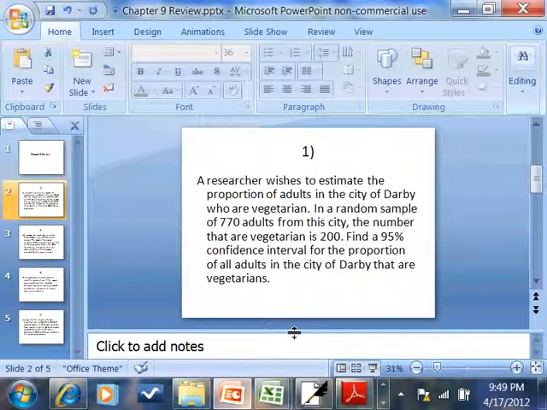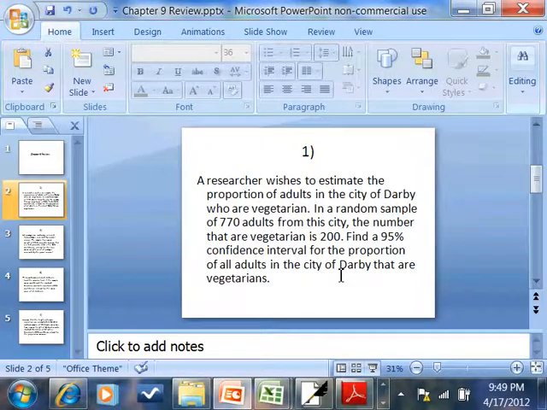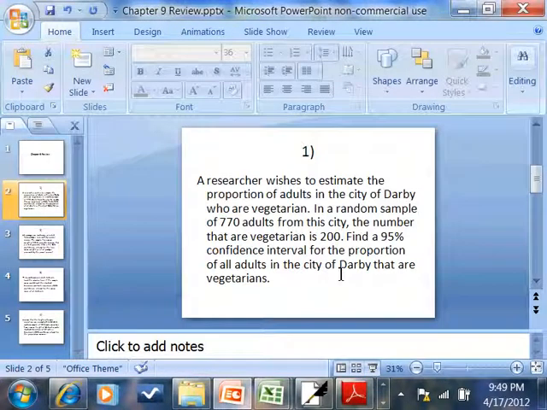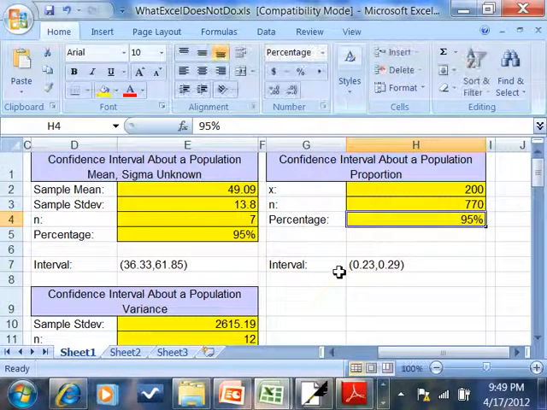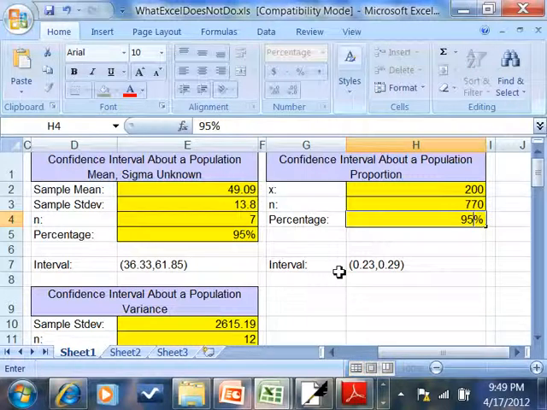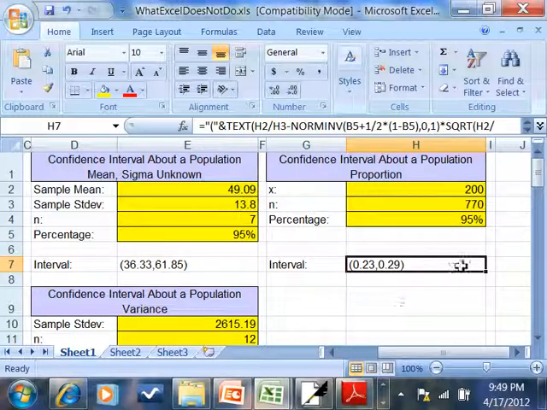So let's see what they're giving us. N is 770. Actually, we want X first. 200. Now that'll always be your smaller number, which is 200, and N will be the 770, your larger number. 95% confidence interval. So if I put in 95 there, then our answer is this right here. So we're 95% confident the true value falls somewhere between 0.23 and 0.29.